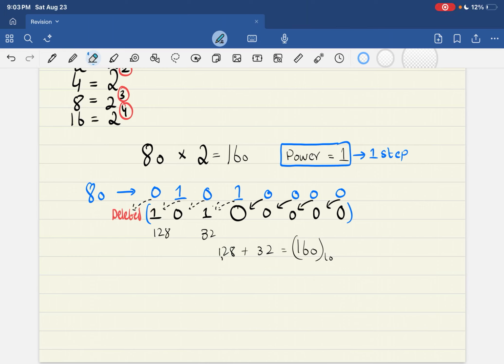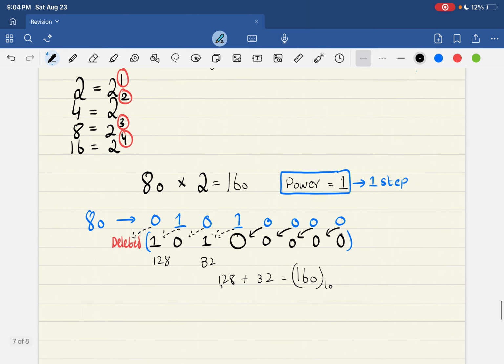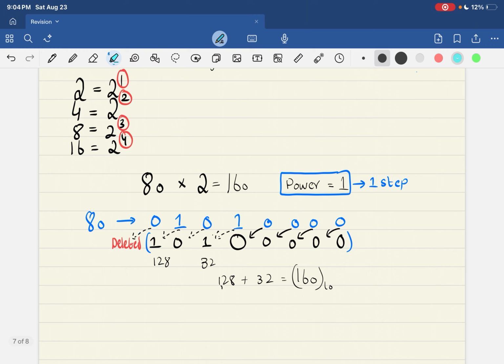Alright, so we saw how we would multiply any given number with 2 when it comes to binary representation, right? So what about other powers of 2? What if I, let's say, want to multiply with 4, which when expressed as a power of 2 is 2 raised to the power 2? How do we multiply with 8, and how do we multiply with 16?